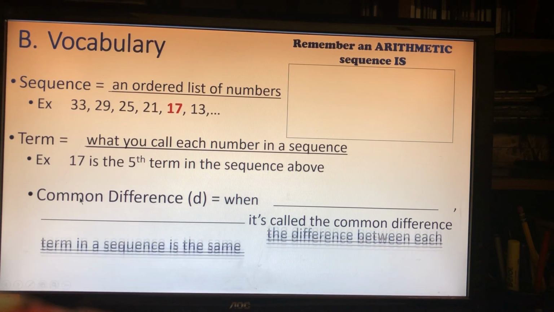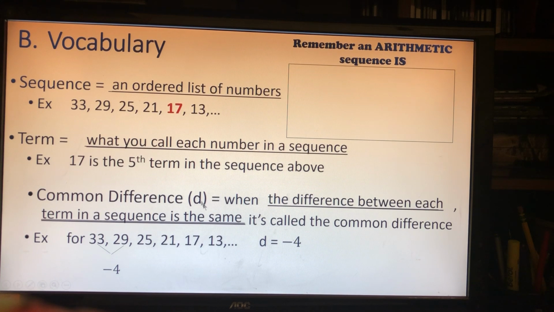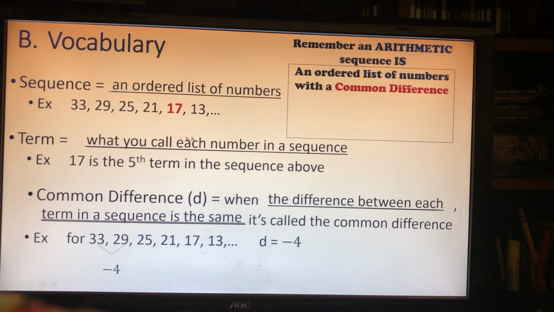Last vocabulary word is common difference, which we call d. When the difference between each term in a sequence is the same, it's called the common difference. You don't have to write this down again because it's already up here, but 29 minus 33 is negative 4, and they're all the same, and that's how we got 17, because if our difference is negative 4, 21 minus 4 is 17, and 17 minus 4 is 13, and that's our sequence. Remember, an arithmetic sequence is an ordered list of numbers with a common difference. They go up or they go down. The common difference could be positive or negative, but it is always the same number.